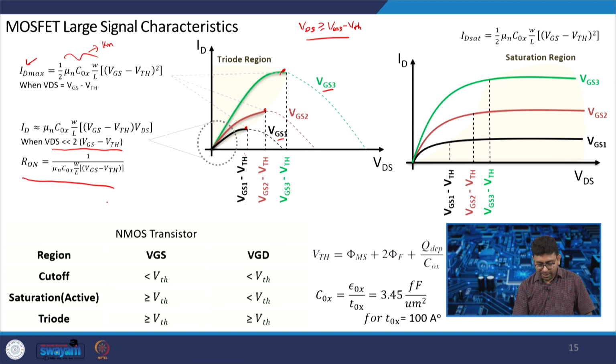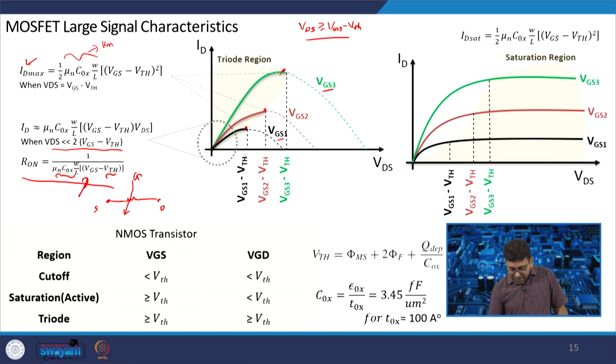So, let us say this is a drain and source, and you can consider it as a resistance, which is variable with the gate voltage. So, this can also be used as a variable resistor, whose resistance will vary because all other terms are constant, only VGS is varying. So, by changing the gate voltage, you can change the resistance.